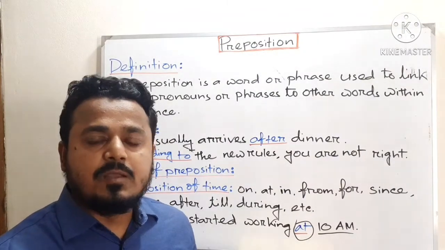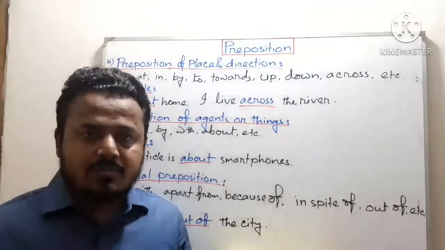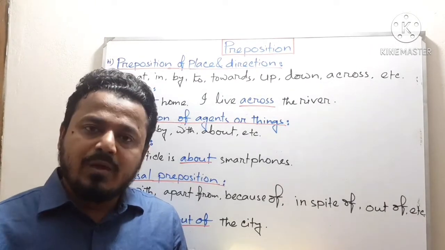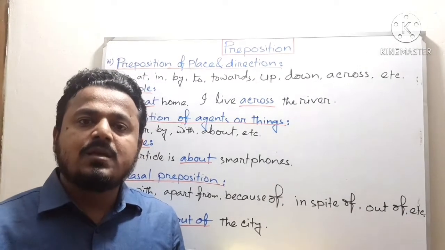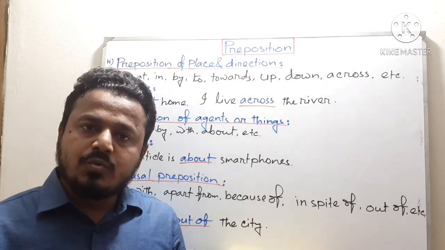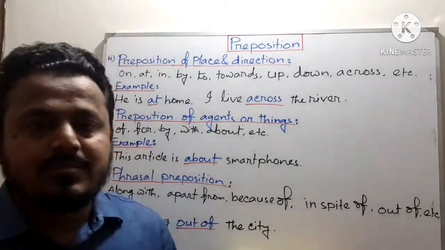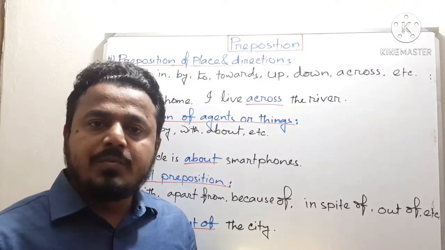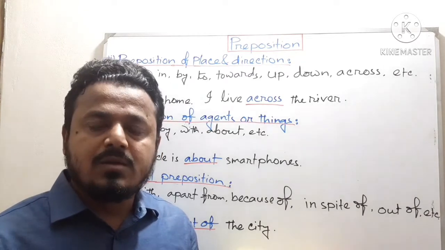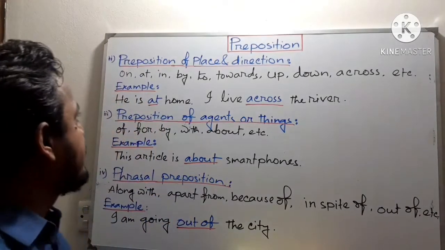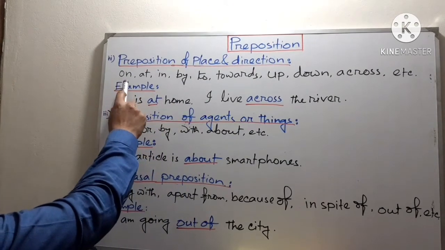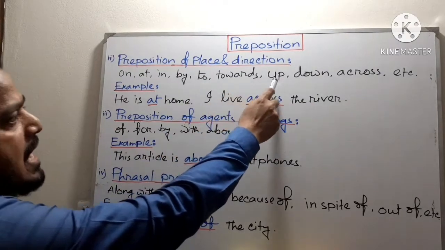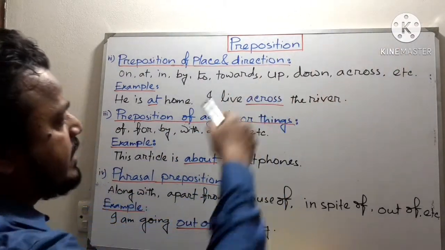Preposition of place and direction. Preposition of place and direction is the preposition which shows the relationship of place between the nouns to other parts of a sentence. There are many prepositions used as preposition of place and direction. Some of them are, look at the board, on, at, in, by, to, towards, up, down, across, etc.